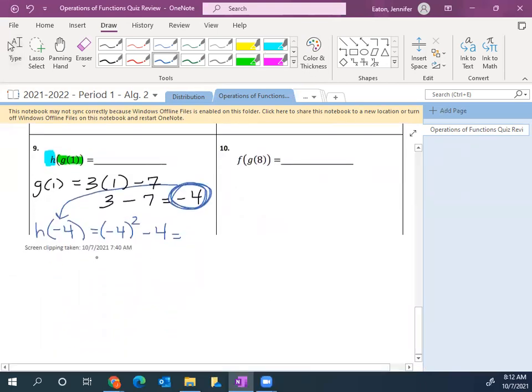So going underneath here, I've got 16 minus 4. And then 16 minus 4 is 12. And that's our final answer.